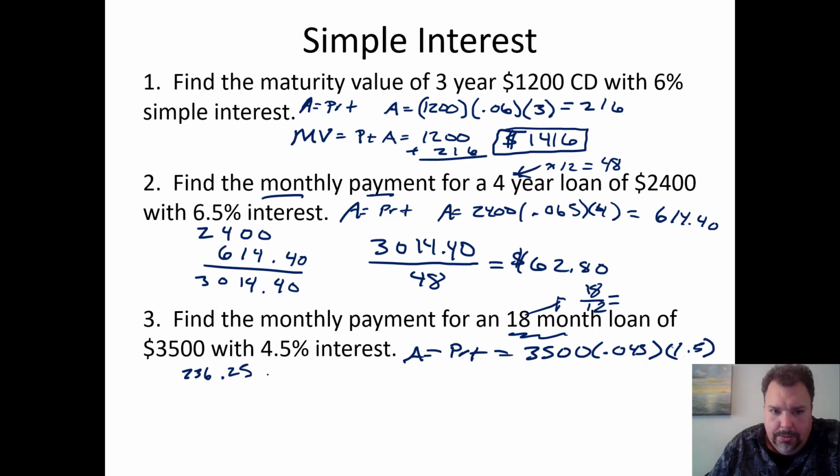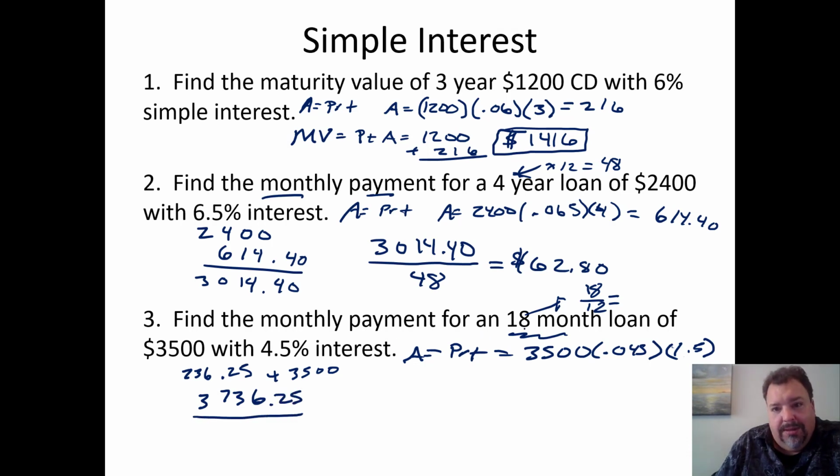And that comes out to $236.25. We're going to add that to the original 3,500. That's going to come out to $3,736.25. And then we want to divide by the number of months. Here we don't have to convert the number of months because it's already in months. We want to divide that by 18.